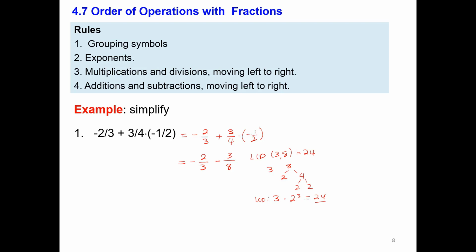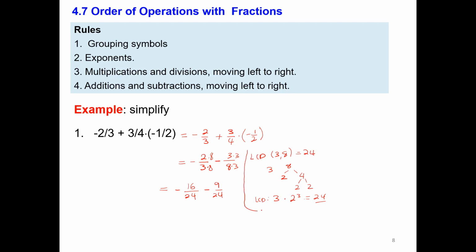Now we want 24 as the denominator. To get that, we need to multiply this fraction by 8, and then we need to multiply this other fraction by 3. Because we want 24 in the denominator, this will be 2 times 8 is 16, 3 times 8 is 24, and then we do the same with the other one. It will be negative 9 over 24.